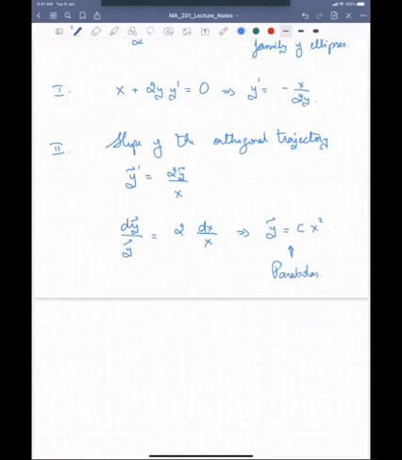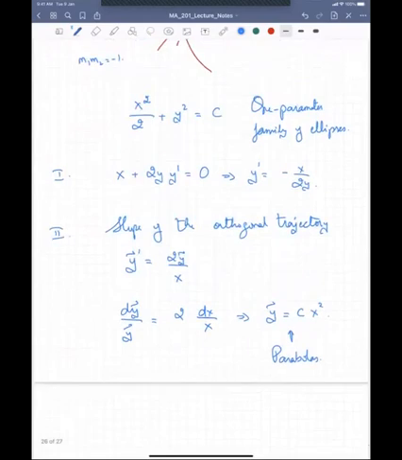So the way you figure out orthogonal trajectories is to figure out the slope of the first curve by differentiating the equation of the curve, then figure out what the slope of the orthogonal trajectory is, and then simply solve that first order differential equation to get the functional form of the second curve. That will give you the second set of curves that are orthogonal to the first set of curves.